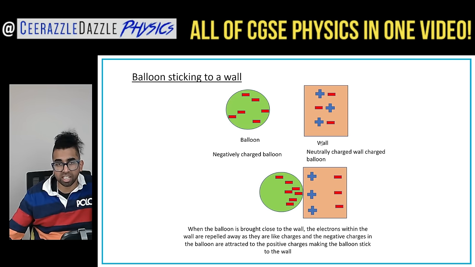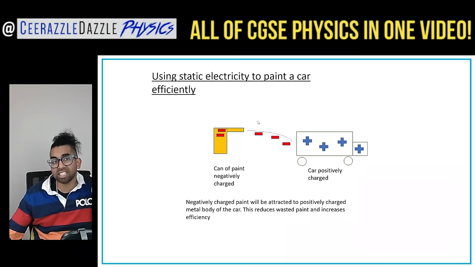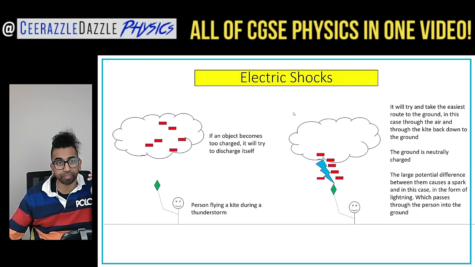Now, a use of static electricity can be the following. Let's say you were to paint a car efficiently. What you can do is charge the car positive. You would attach it to a terminal and it becomes positively charged, and you charge the paint negative. Then you spray the paint, and obviously the positive and negative will attract and therefore they will stick evenly across the car. So this is a great way to use static electricity to paint a car.